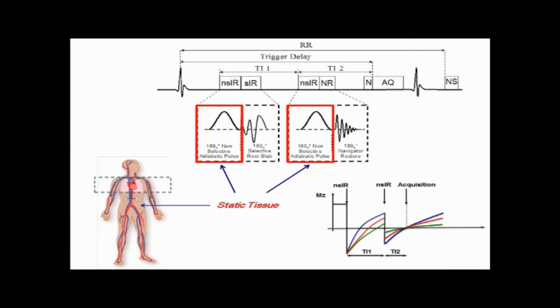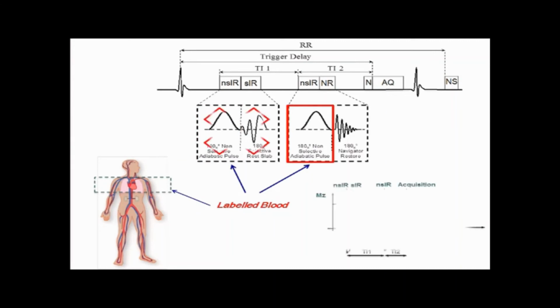Here we have first a 180 pulse followed by a slice selective re-inversion pulse. This is the labeling pulse, and then again followed by a non-selective 180 pulse. So the tissue only experiences the two non-selective pulses. That means our tissue is nulled at the time of imaging, and the labeled blood only experiences the non-selective 180 pulse. So at the time of acquisition, we get a signal from the labeled blood.